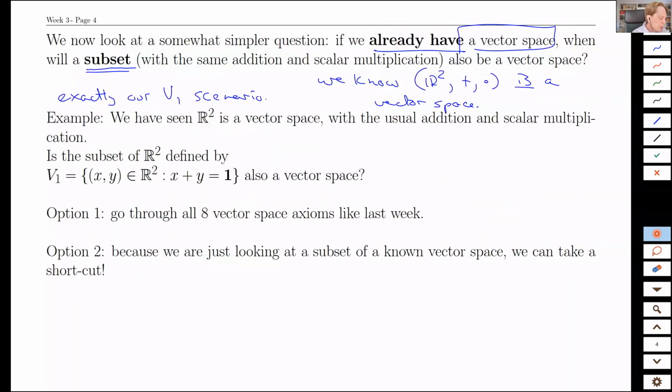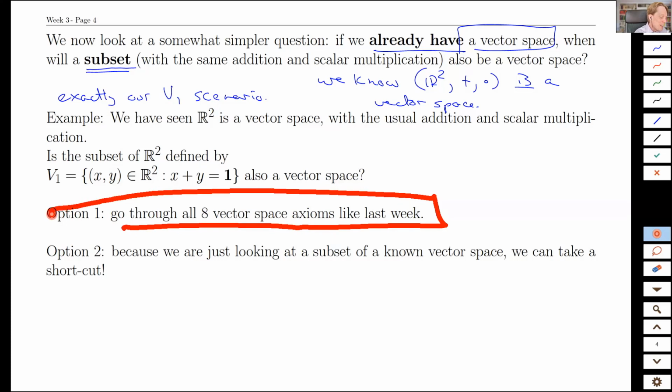So the upshot of last class was, if we already know something's a vector space, and then someone says, well, what about this little piece of it? So you've got all of R. What if you take just the positive reals? Is that also a vector space with the same rules? So again, it has to be that same condition of the plus means the same plus and the scalar multiplication means the same scalar multiplication. If that's the case, you have two options.